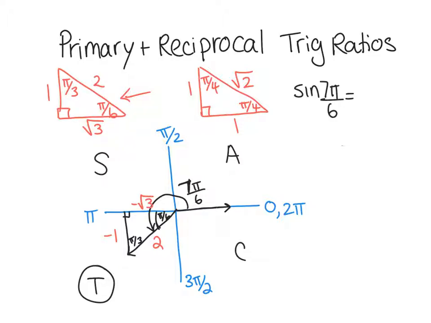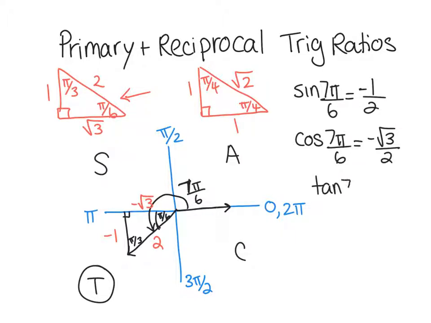So I've got negative 1. Okay, negative 1 over 2 for sine. Then I move on to cos of 7 pi over 6. And cos of 7 pi over 6 is adjacent over hypotenuse, so negative root 3 over 2.